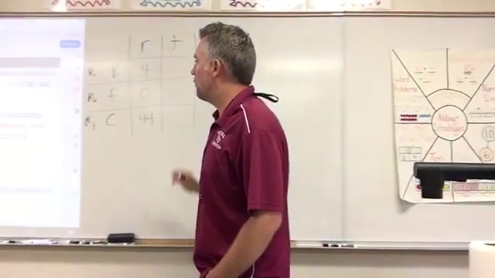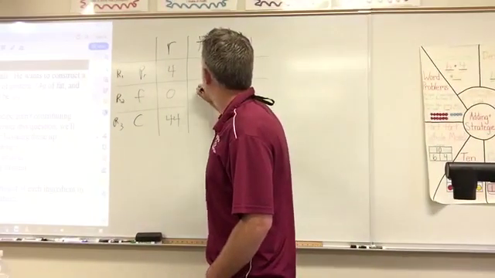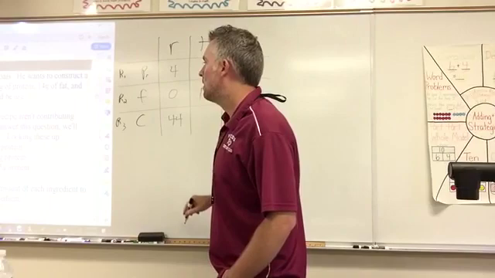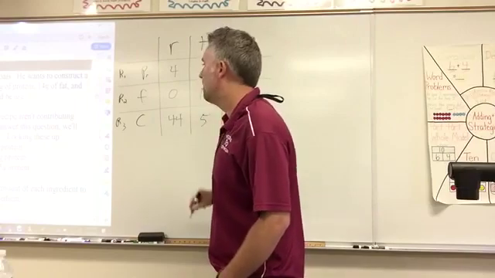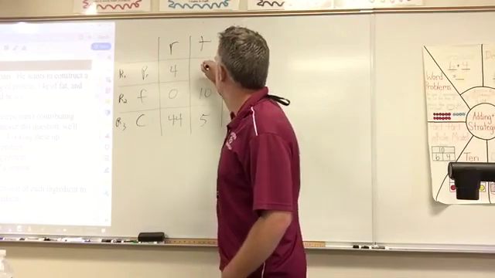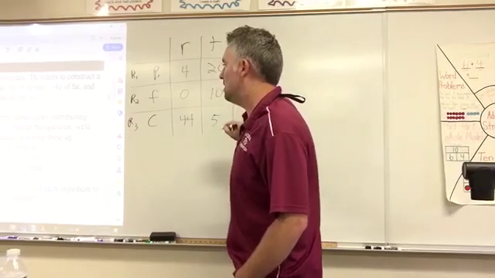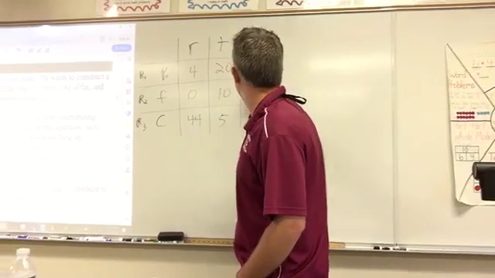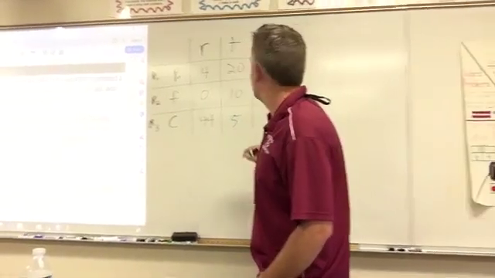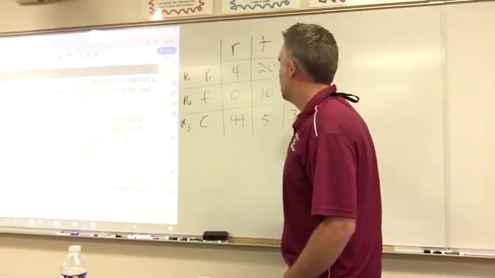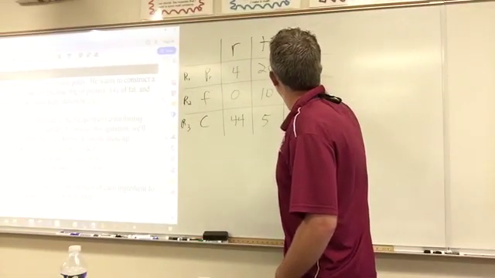Okay. How about tofu? For fat, 10. Carbs, 5. And protein, 20. And how about peanuts? Fat, 72. 31 for carbs, and 35 for protein.